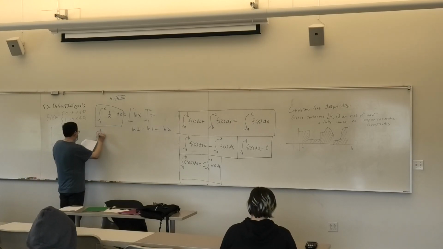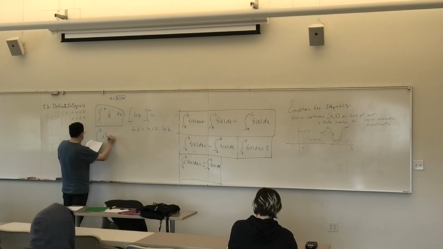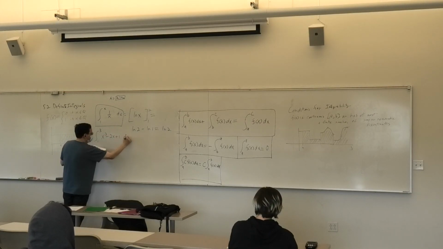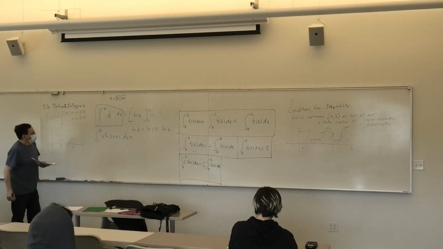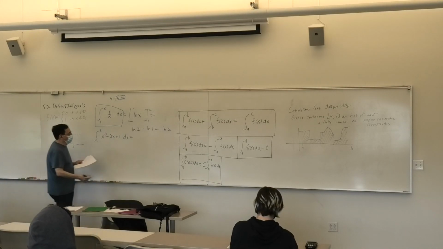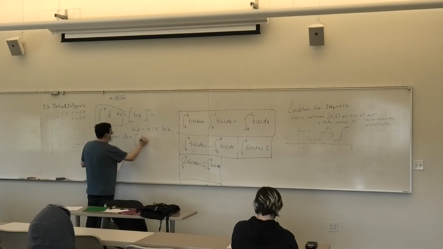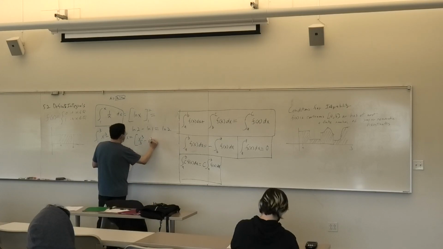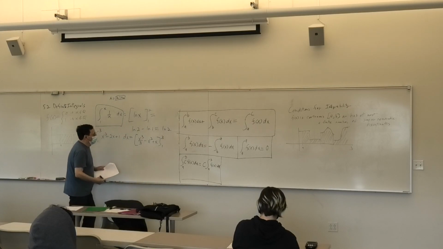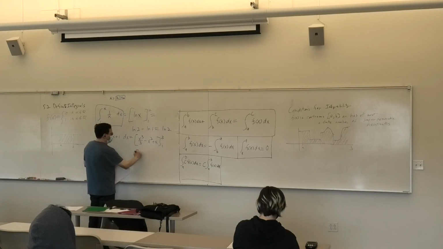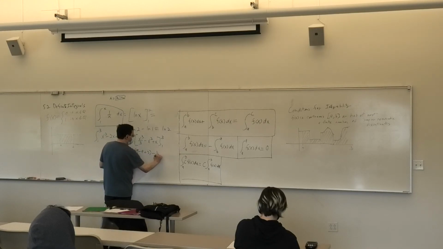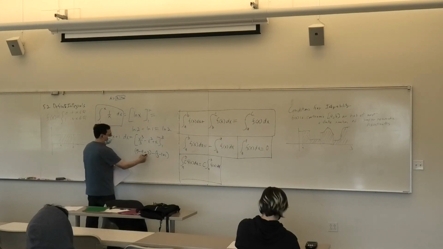Integral from 1 to 3 of x squared minus 2x plus 1. So, okay, pretty straightforward. Antiderivative x cubed over 3 minus x squared plus x, from 1 to 3. So what do we have here? 9 minus 9 plus 3 minus 1/3 minus 1 plus 1. So it's just 3 minus 1/3.